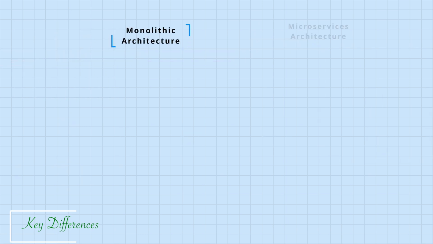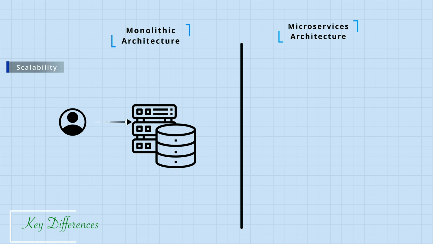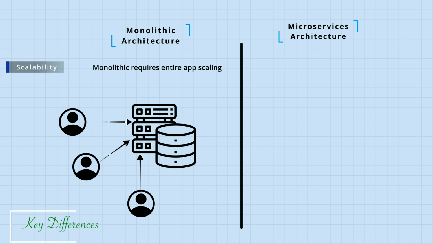Let's break down some key differences between these two architectures to understand their respective strengths and weaknesses. Scalability. Scaling monolithic applications is tough. Imagine an app where every function is tightly connected. If you want to handle more users or data, you typically have to scale the whole thing, which means adding resources to the entire system. This can be expensive and inefficient.